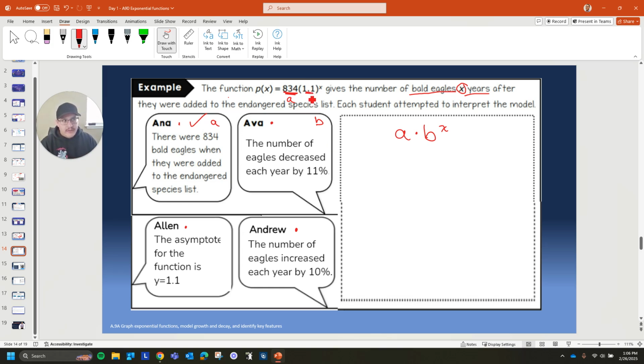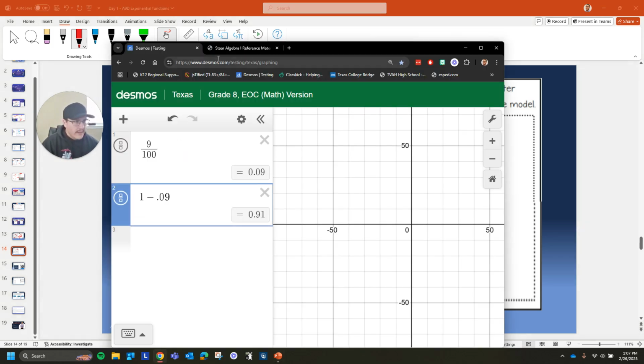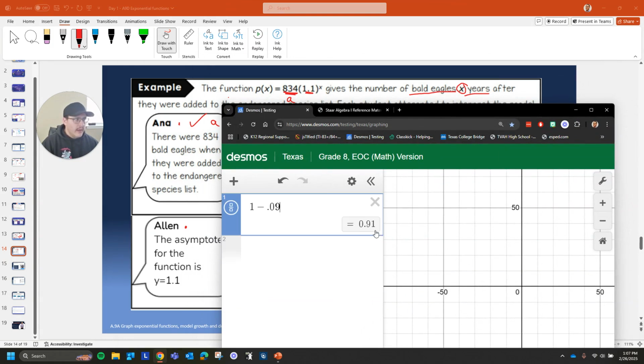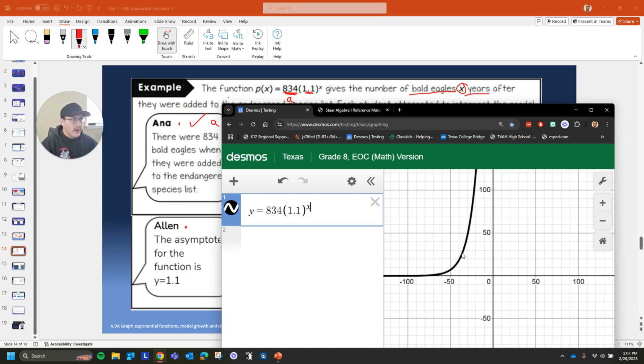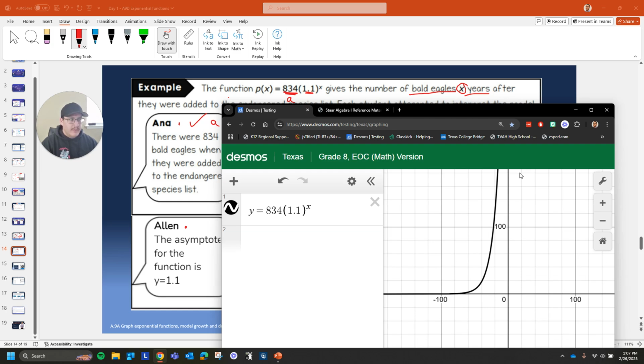But we don't have a number that's less than 1. We have a number that's bigger than 1. So this would not indicate decrease. This would indicate growth instead. And if you are not sure, let's graph it. So let's type this into Desmos. Y equals 834 parentheses 1.1 close parentheses raised to the X value. And as you can clearly see, the graph is going up from left to right. So there's no decrease happening from this model.